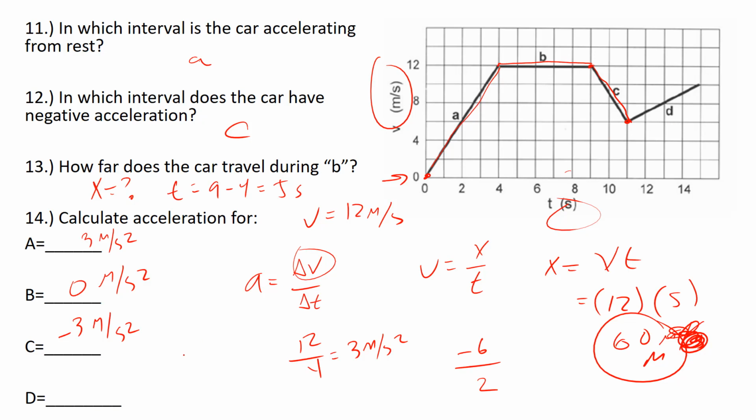And then D is going to have a positive acceleration. So the change in velocity here, you go from 6 to 10. So you go faster by 4 meters per second. And the time it takes is 4 seconds. So you have 1 meter per second squared. That's your acceleration.